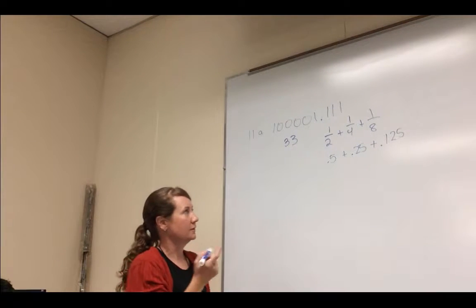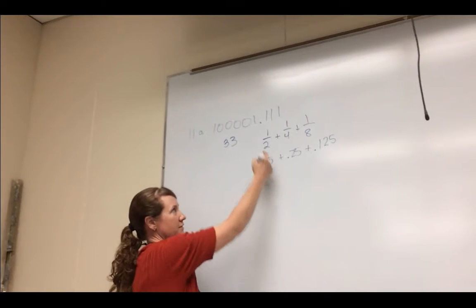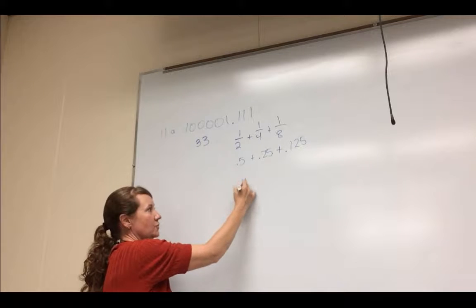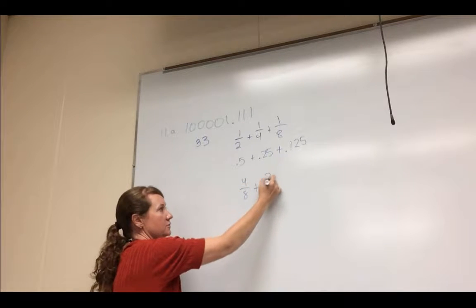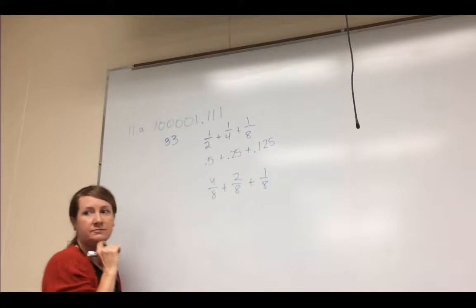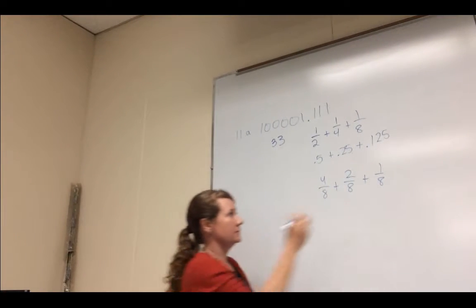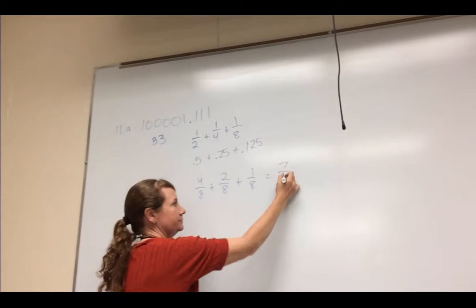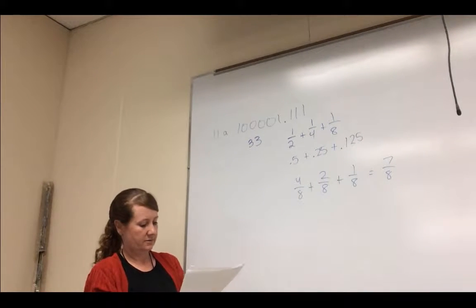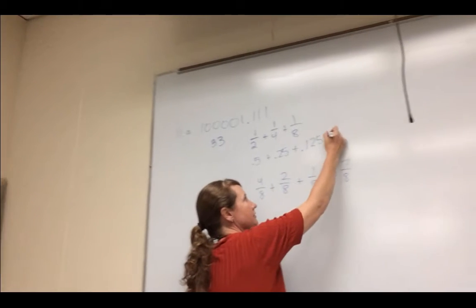Another way that you could do it would be to convert all these to the same denominator. So this would be 4 eighths plus 2 eighths plus 1 eighth, which would be 7 eighths, right? And then the same thing here, that one would be 0.875.